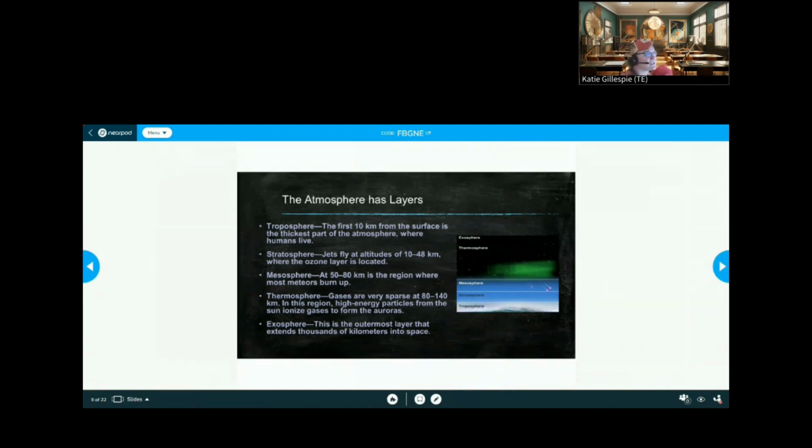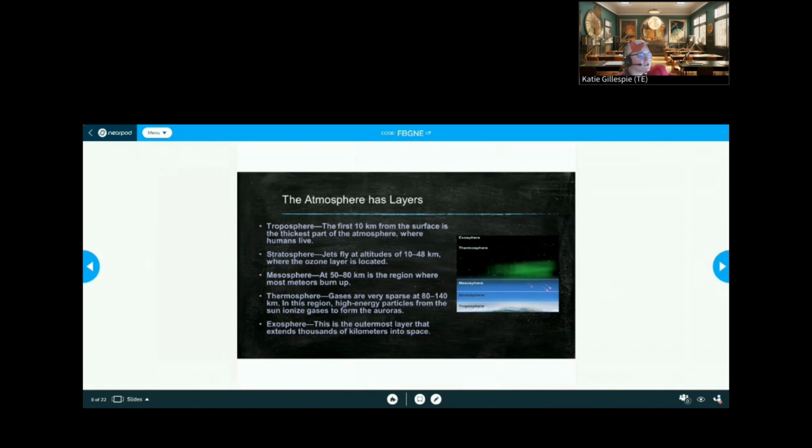Then we have the stratosphere. The stratosphere is where those big jets fly, altitudes of about 10 to 48 kilometers. And one piece of information that you really need to own for the stratosphere is that this is where the ozone layer is located. We've talked a little bit about the ozone layer, and you've probably heard it maybe if you took environmental science. I know that in 6th, 7th, 8th grade, middle school sciences, they discuss this concept of the ozone layer, but we're going to touch on that a lot more here in this class.